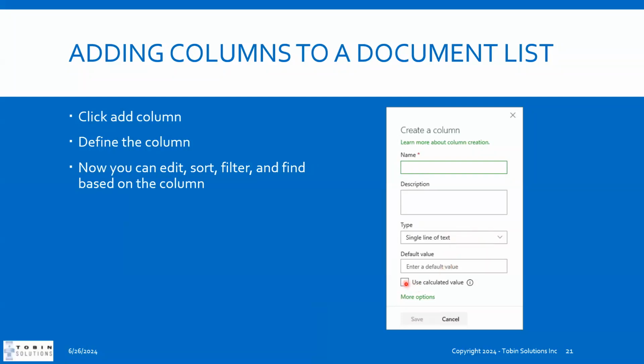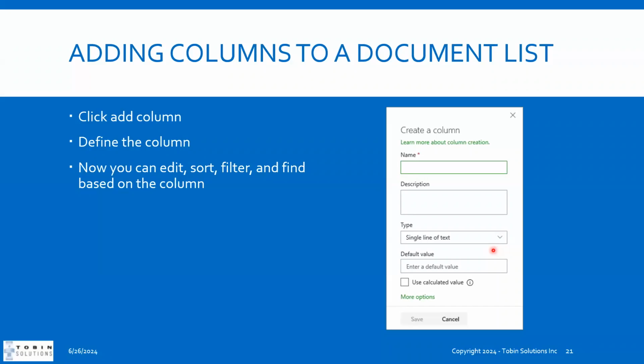You can use a calculated value. There's a more options button. What's behind the more options? So you can get pretty powerful, so to speak, with these things. You can get pretty creative and automate things in an automating way.